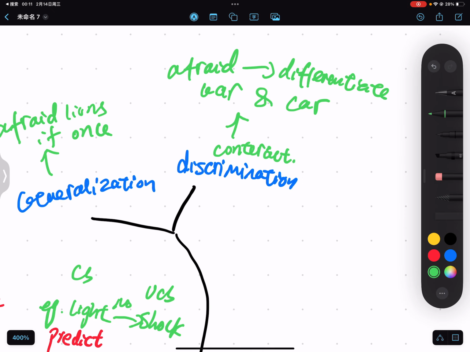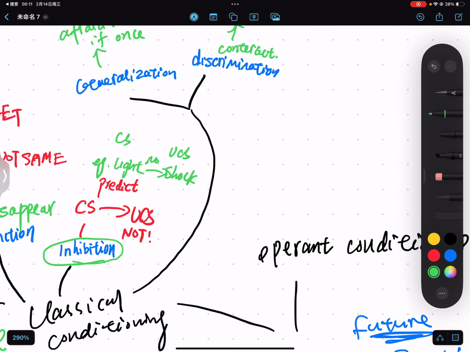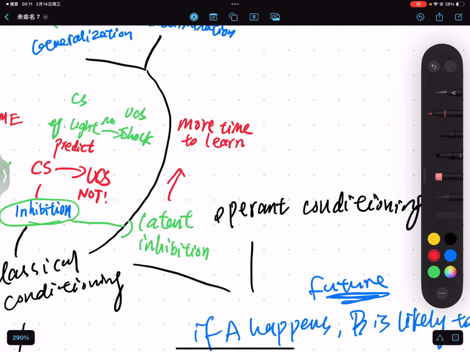And for inhibition, I also have an important thing to say, that is latent inhibition. Latent inhibition says that you will take more time to learn a familiar CS than an unfamiliar CS. For example, you eat pizza every day, you will not relate it to your headache, but if you eat chocolate once, you will relate it, right?